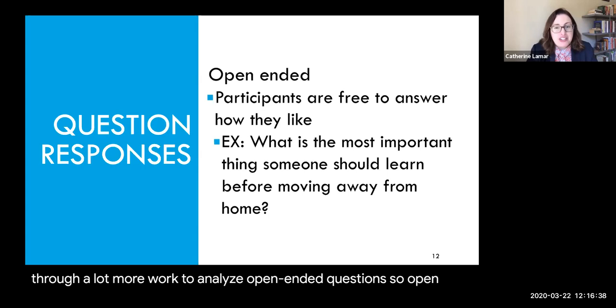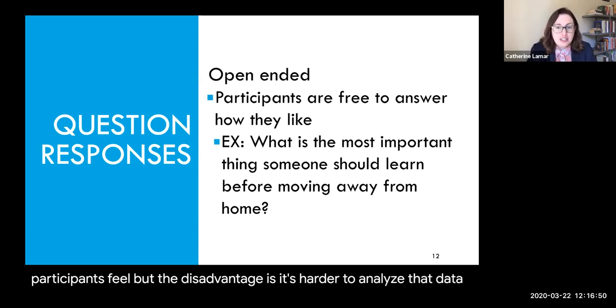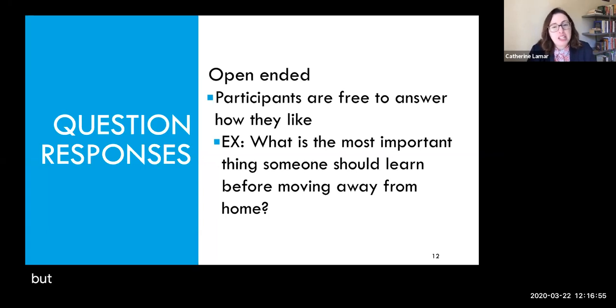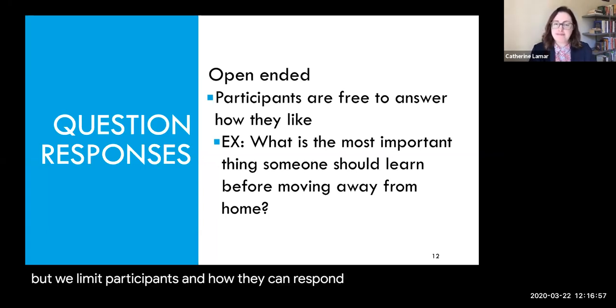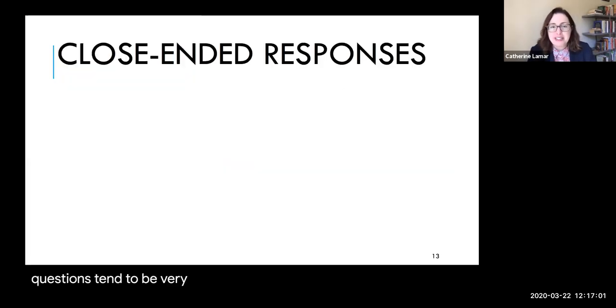So open-ended questions, the advantage is that participants can answer any way they like, and therefore we get a true, solid understanding of how participants feel. But the disadvantage is it's harder to analyze that data. Close-ended responses, again, are much easier to analyze statistically, but we limit participants in how they can respond. Now, close-ended questions tend to be very common. So let's talk about some of the common types of close-ended responses that we can give our participants.